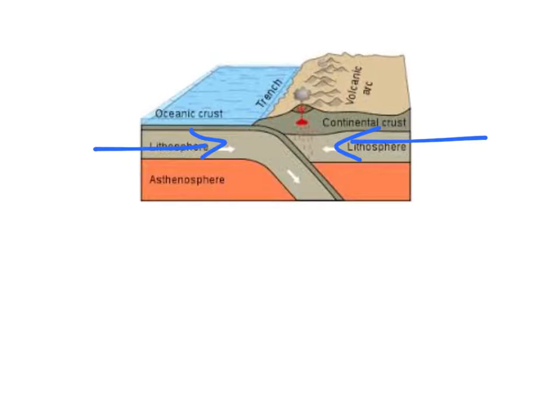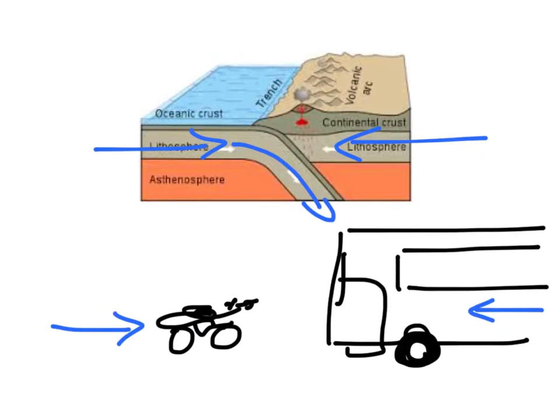And what happens is the oceanic crust dives down or gets forced down underneath the continental crust. And I like to imagine that as if a motorbike was going to hit a bus head on. The motorbike is going to end up underneath the bus because it's smaller and it gets wedged underneath. That's pretty much the same idea. The oceanic crust, which is thinner, goes underneath the continental crust when it hits.